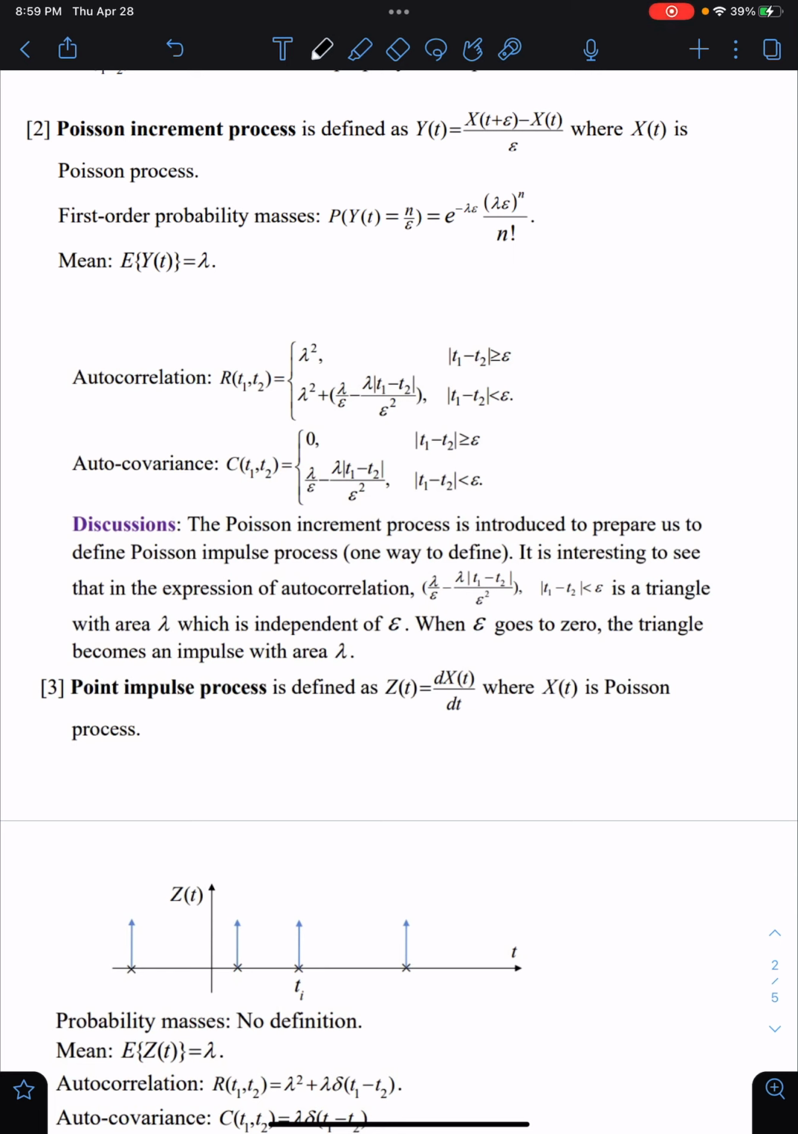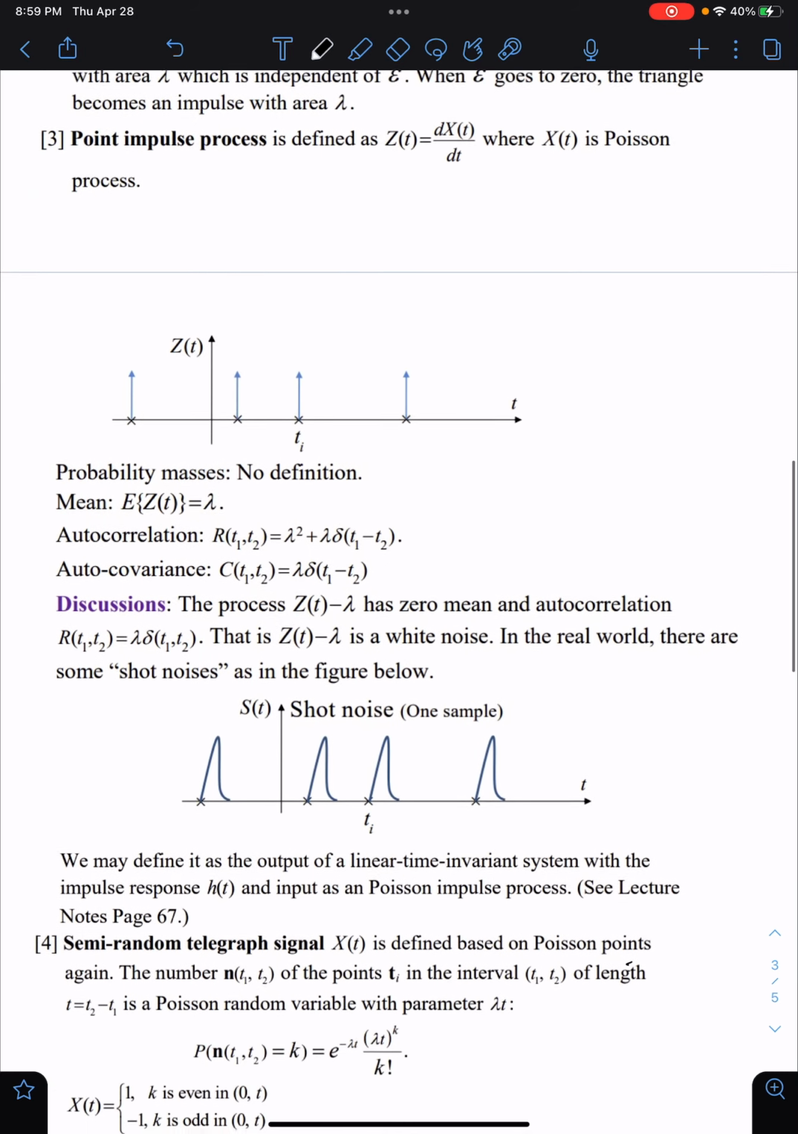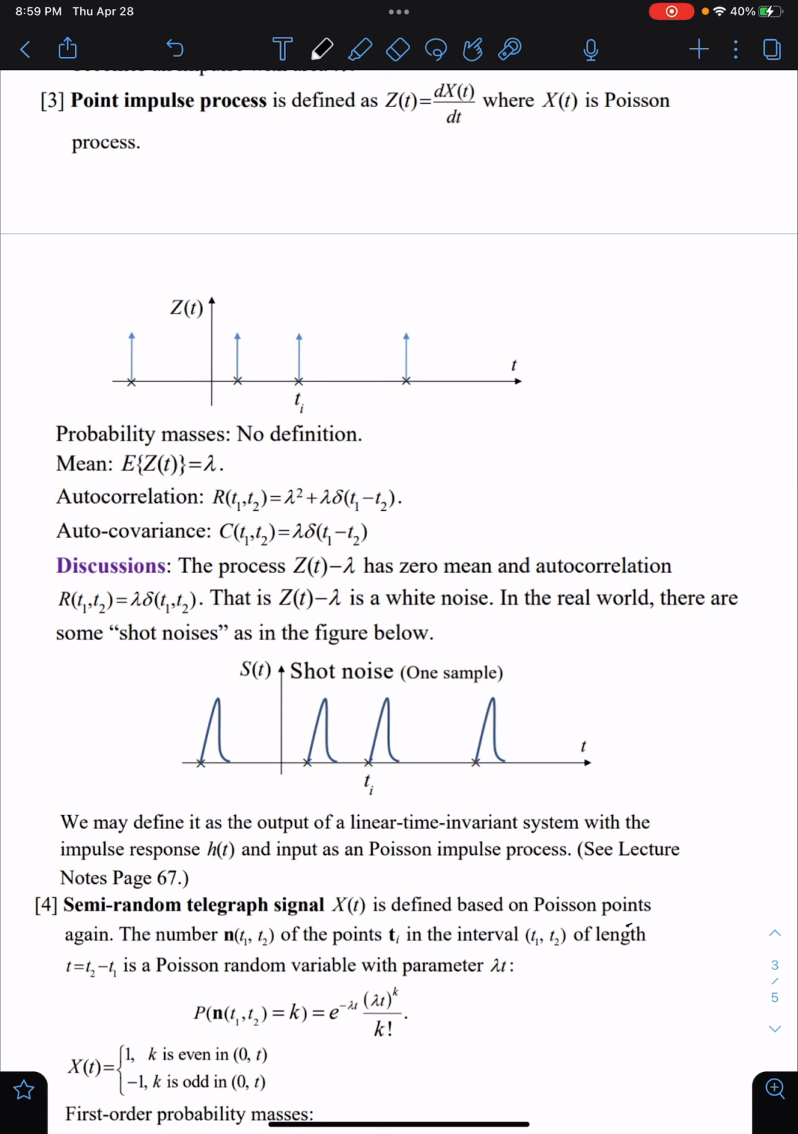And then we discuss these properties a little bit. First, the Poisson increment process is introduced to prepare us to define the Poisson impulse process. And it is interesting to see that the autocorrelation expression is a triangle with area lambda squared, which is independent of epsilon. When epsilon goes to 0, the triangle becomes an impulse with area lambda. Then we will introduce the Poisson impulse process, which is defined as big Z(t).